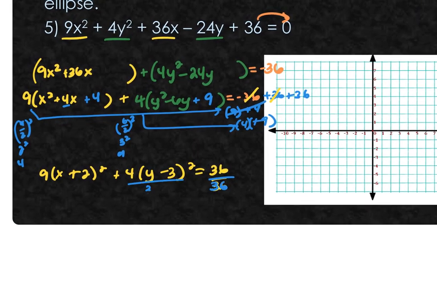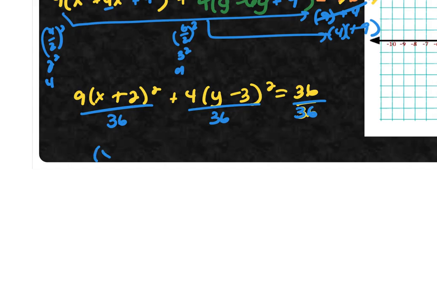And then you've got to divide everything by 36 because ellipses need to equal 1. And I get (x plus 2) squared over 4 plus (y minus 3) squared over 9. Oh, that should be 9. Equals 1.